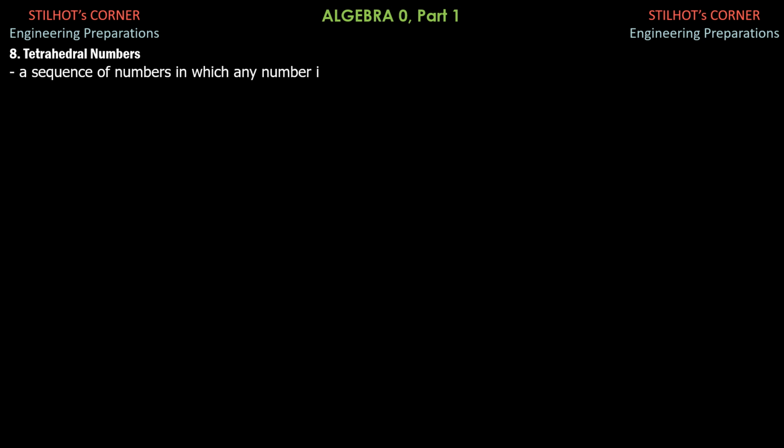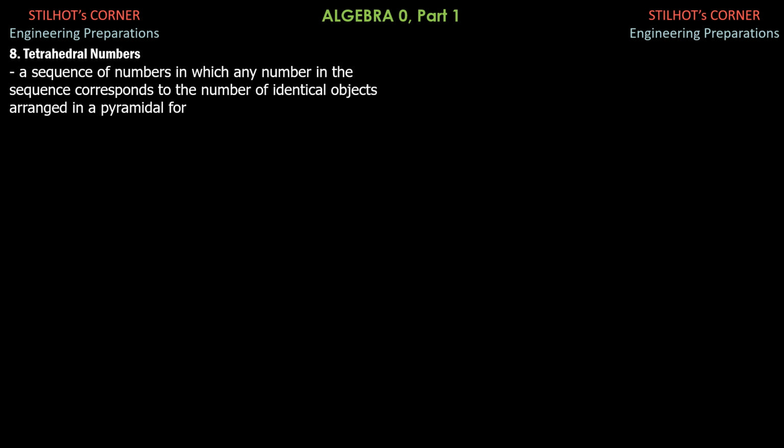So to continue, let's proceed to tetrahedral numbers. And we define it as a sequence of numbers in which any number in the sequence corresponds to the number of identical objects arranged in a pyramidal form. So the base would be a right triangle. And we imagine that the uppermost object is on top of the next layer would be 3.